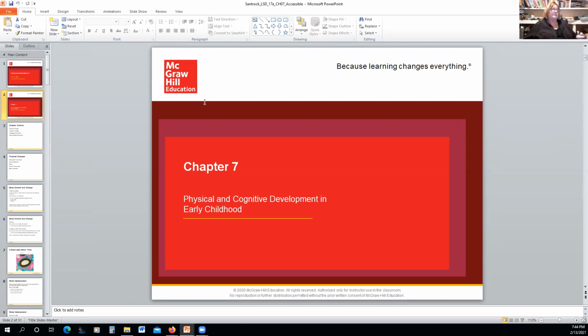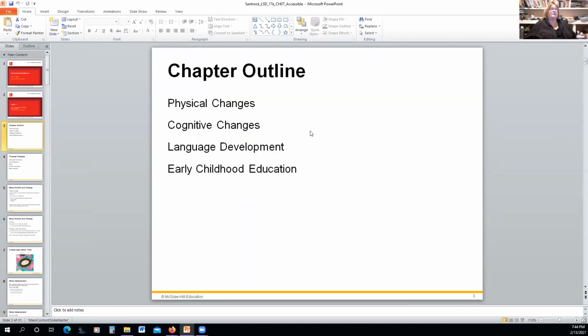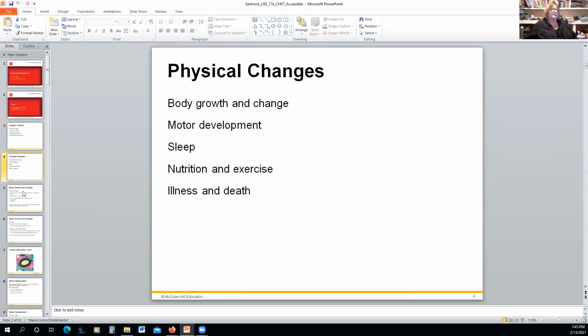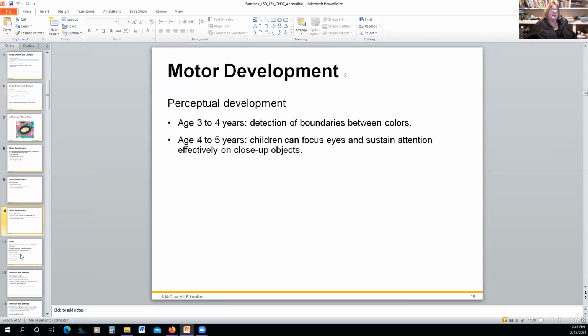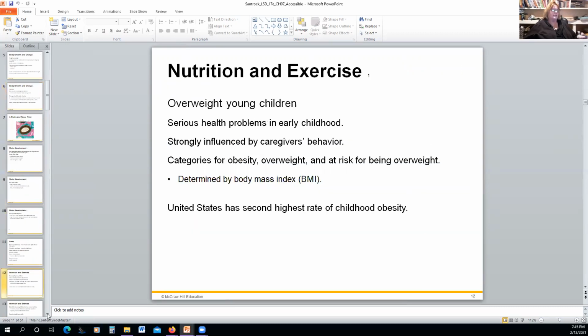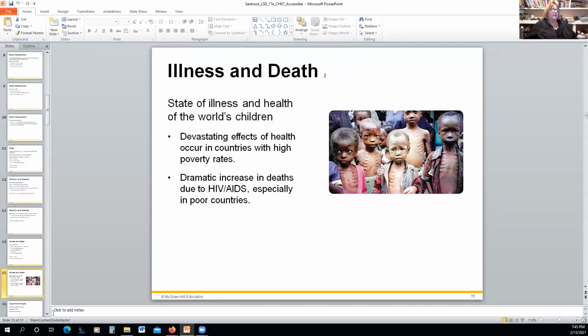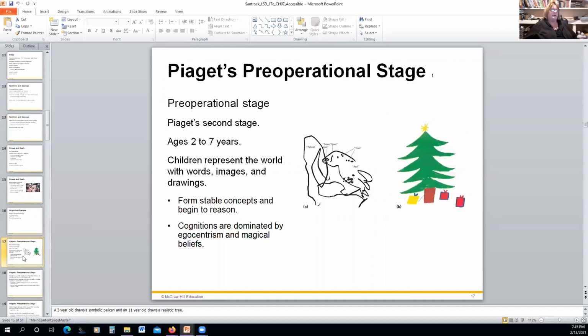This is going to get into your physical changes, language development, early childhood education. The physical part of this is really just looking at how their body grows and develops in early childhood, the changes that happen, the changes in their motor development and their sleep, their nutrition, that kind of stuff. Looks at the ideas of death of children. I know that's not very happy, but you know. And then we get into pre-operational stage of Piaget.